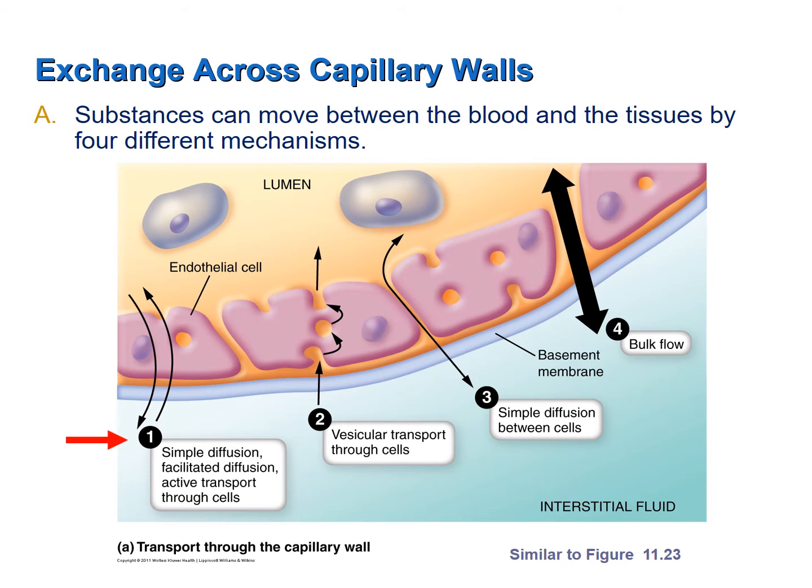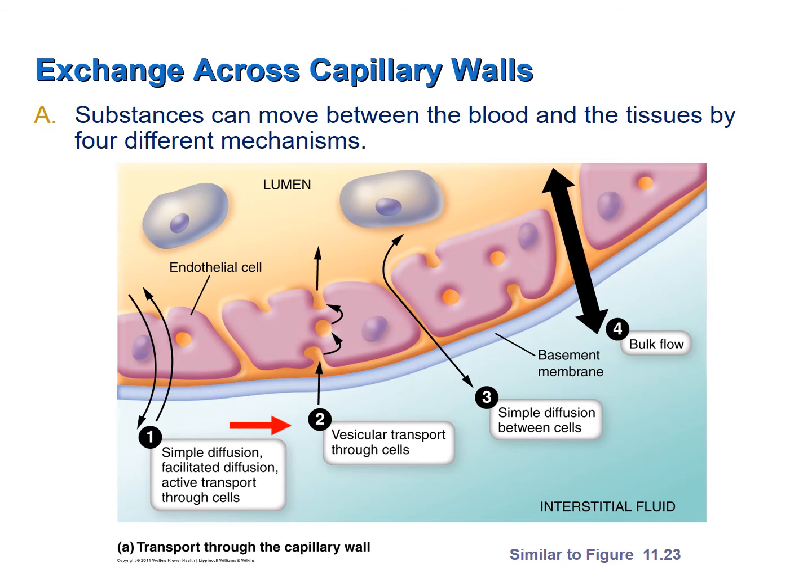Facilitated diffusion, where a transport protein is needed to move substances down their concentration gradient, can occur as well. Charged particles such as ions, sugars, and amino acids can be moved by facilitated diffusion into or out of the capillary. Other substances can be moved into or out of the capillary by active transport. Vesicular transport, shown at position 2, can be used to move large molecules or large amounts of molecules across the capillary wall.